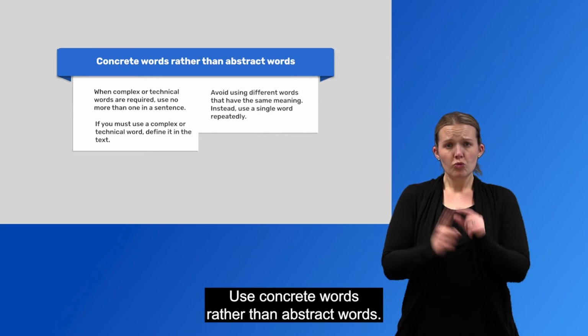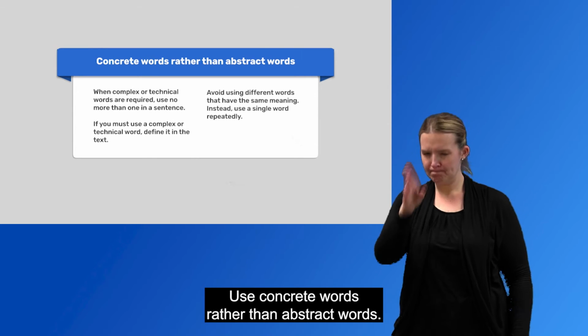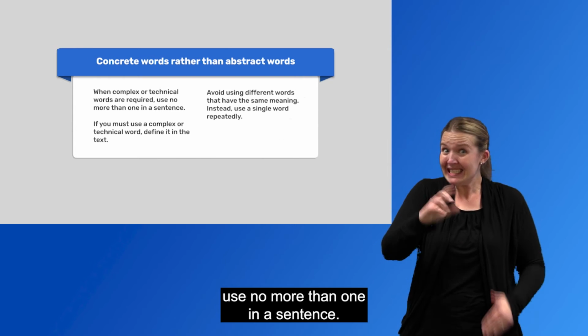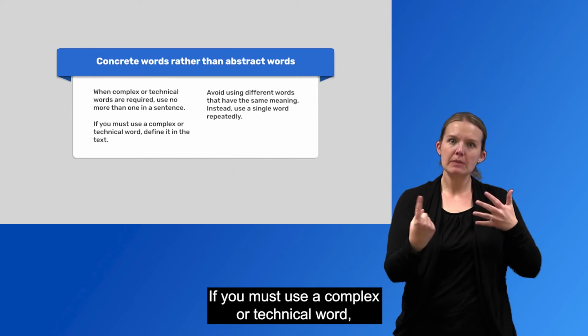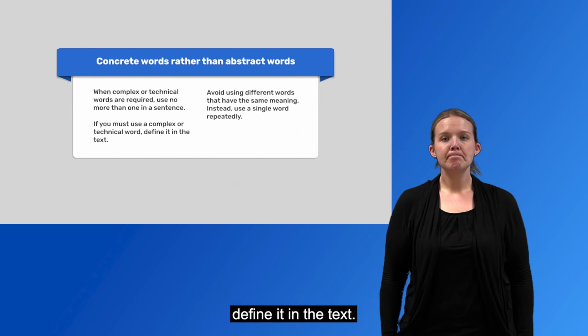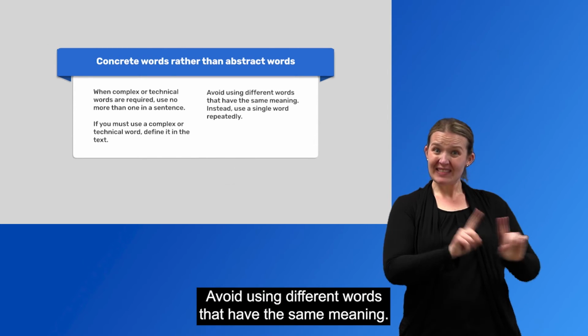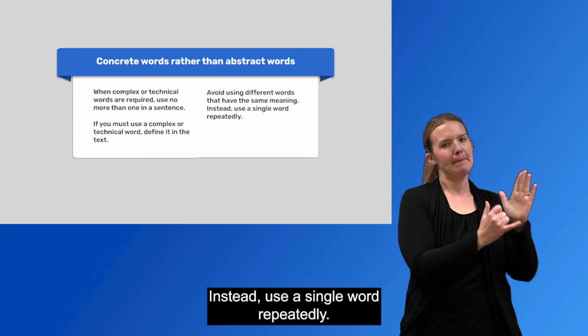Use concrete words rather than abstract words. When complex or technical words are required, use no more than one in a sentence. If you must use a complex or technical word, define it in the text. Avoid using different words that have the same meaning. Instead, use a single word repeatedly.